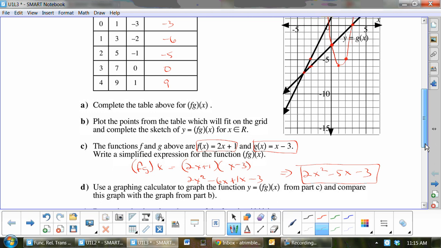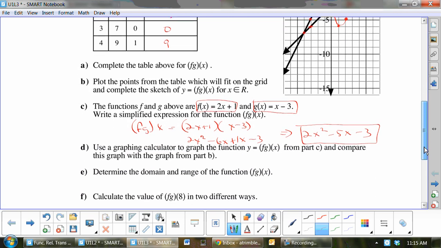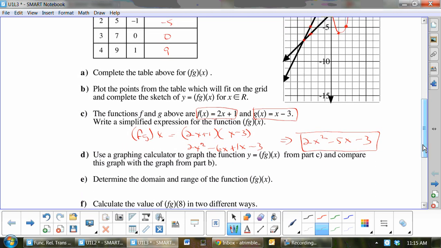Now, by looking at this graph, D says to graph f times g of x, and you will get that graph. Okay? Now it says determine the domain and range. Now what's the domain? X is in the reals, right? What would be the range? Y is greater than or equal to negative 6, okay?